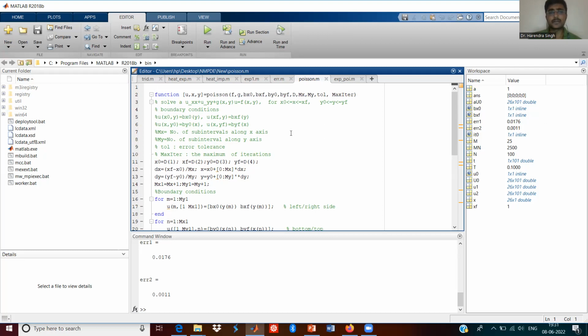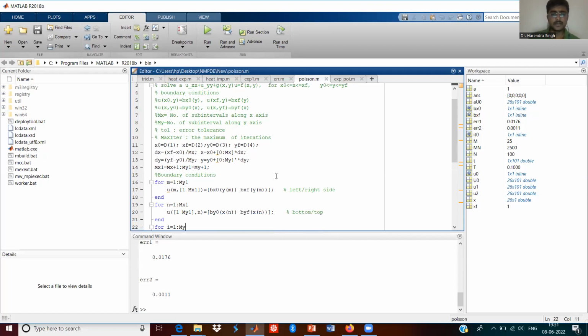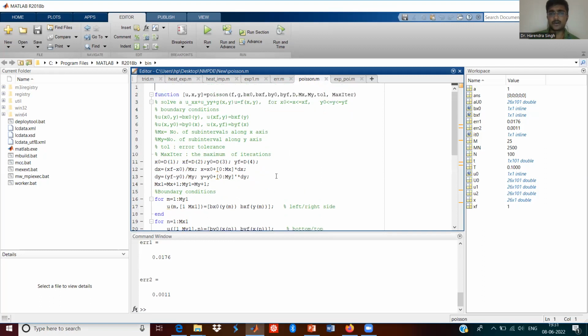I have constructed a similar program for the elliptic partial differential equation, but here some calculation or inputs will be changed, because now I have used a tolerance error. So I have not fixed m and n here.